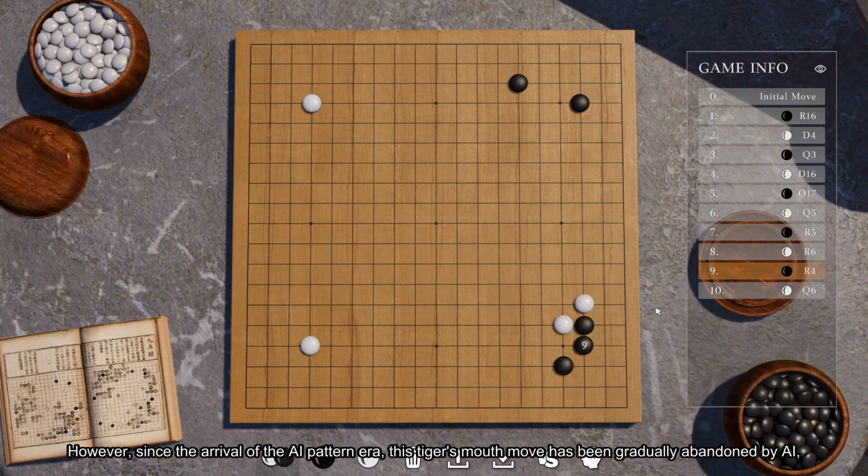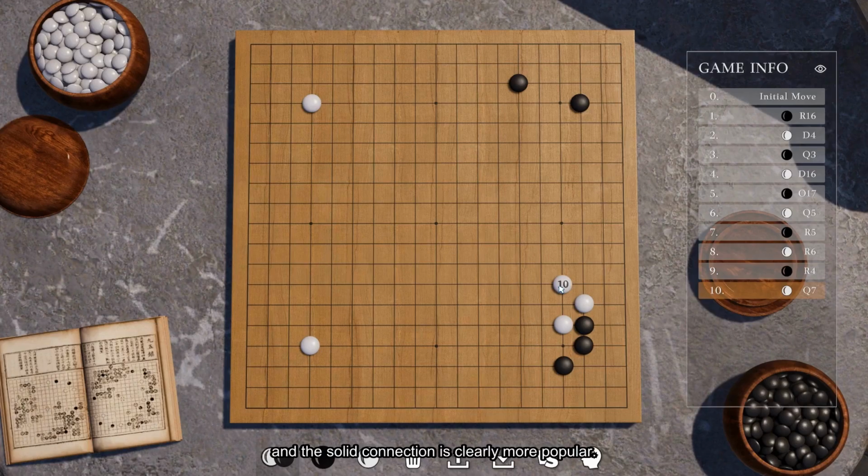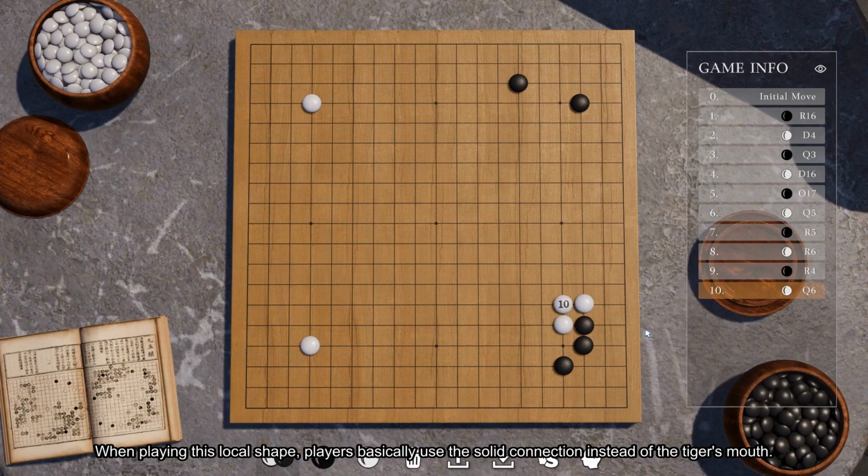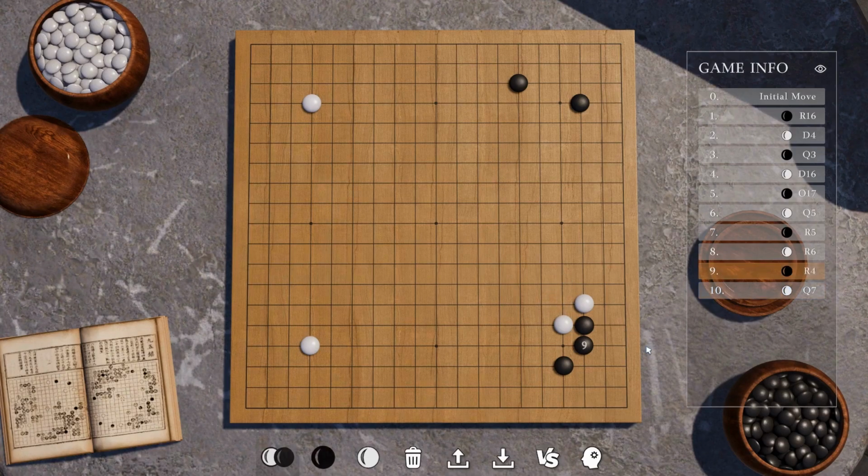However, since the arrival of the AI pattern era, this tiger's mouth move has been gradually abandoned by AI, and the solid connection is clearly more popular. When playing this local shape, players basically use the solid connection instead of the tiger's mouth. Let's take a look at why the tiger's mouth move is gradually being phased out, and why the solid connection is chosen much more often.